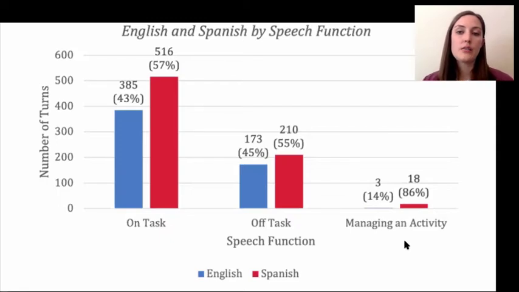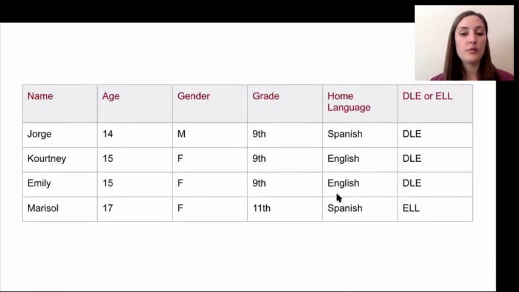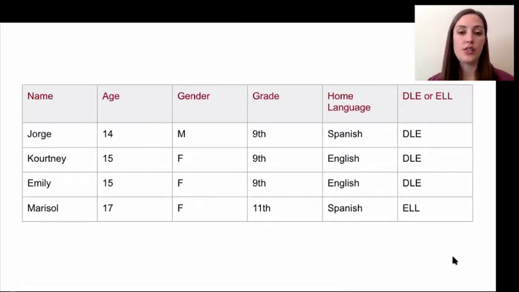So these findings, of course, are better understood when looking at the individual language use patterns of these 4 students because they represent different linguistic backgrounds and profiles. So again, Jorge is the Spanish home language student. Courtney and Emily are English home language students, and Marisol is a Spanish home language student. I'm sorry, she's a new to the country student.